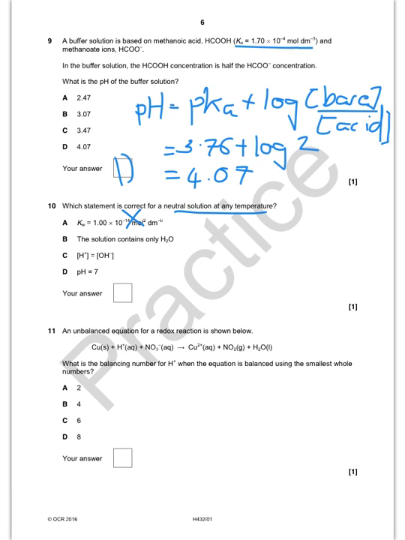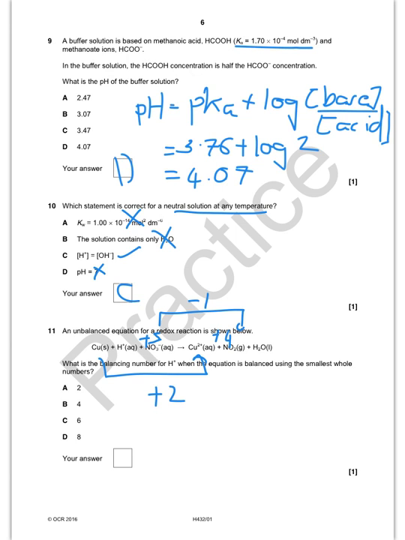The solution contains only water molecules. That is also incorrect because we know it's partially dissociated. C is correct because if it's neutral, the concentration of the acid must equal the alkali. And pH is equal to 7 only under standard conditions, 25 degrees C, and therefore the answer is C.